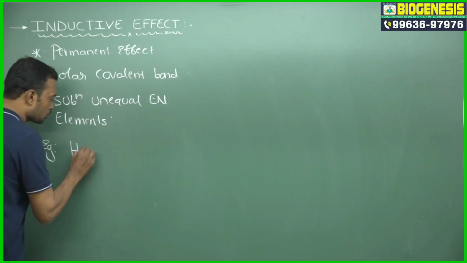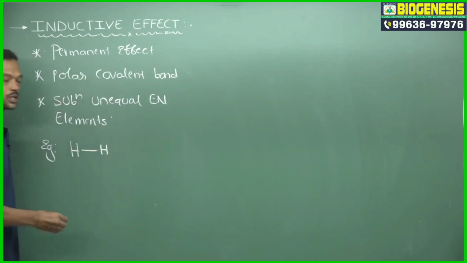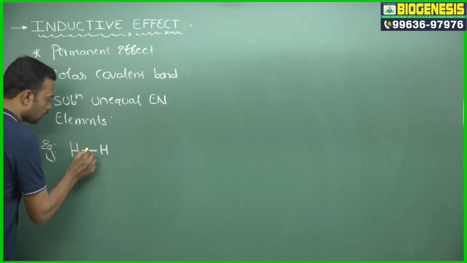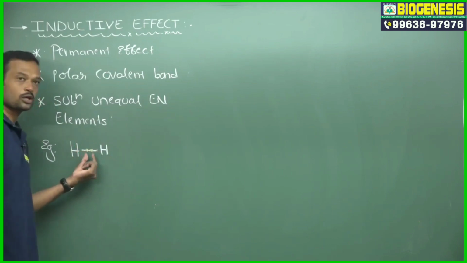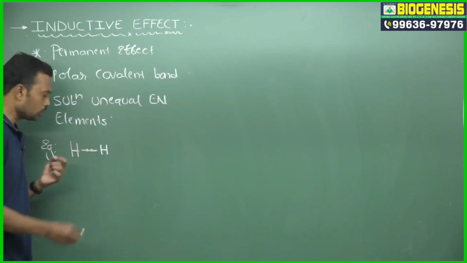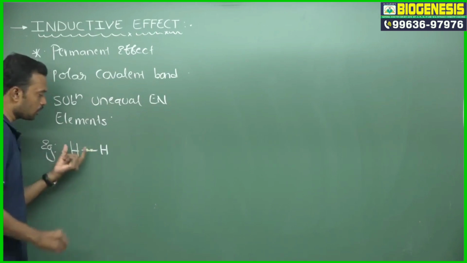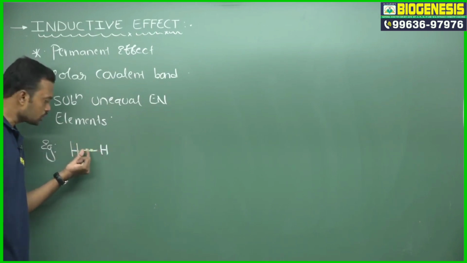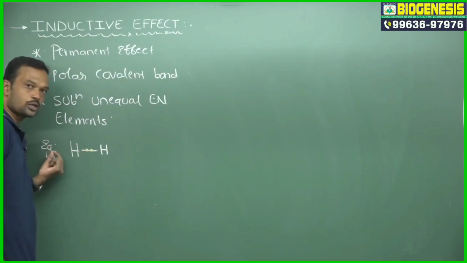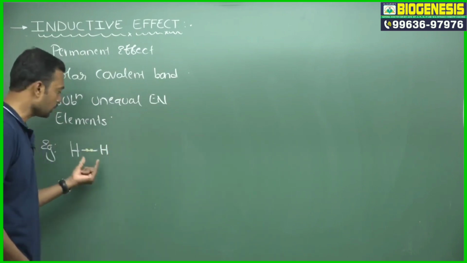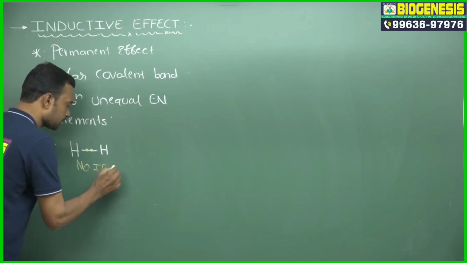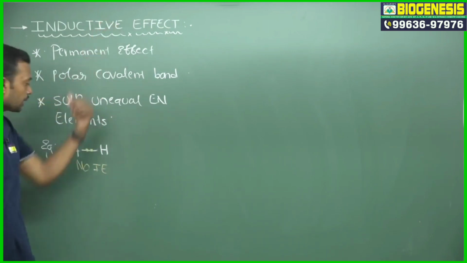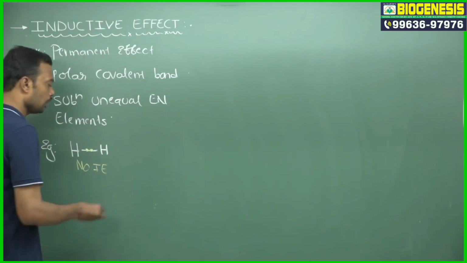Suppose I take two similar elements which are separated by a single bond. Now what happens? See, mutual sharing of electrons is nothing but a covalent bond. Now this shared pair of electrons belongs to these two atoms. This shared pair of electrons neither moves towards the left side nor towards the right side. So here there is no inductive effect. If it is absent, you can represent it like this. Inductive effect is also represented by IE. Here there is no inductive effect.